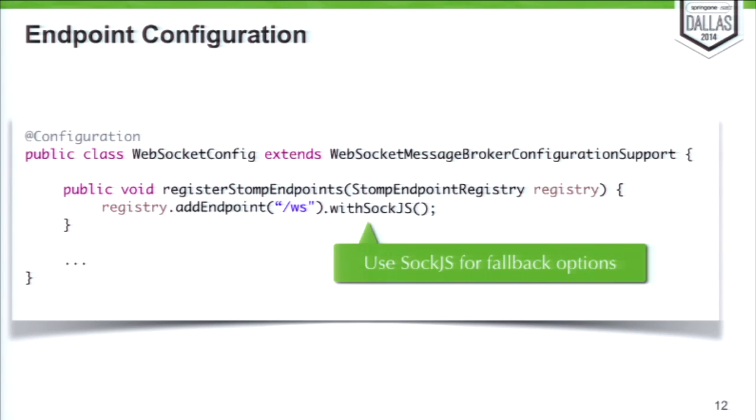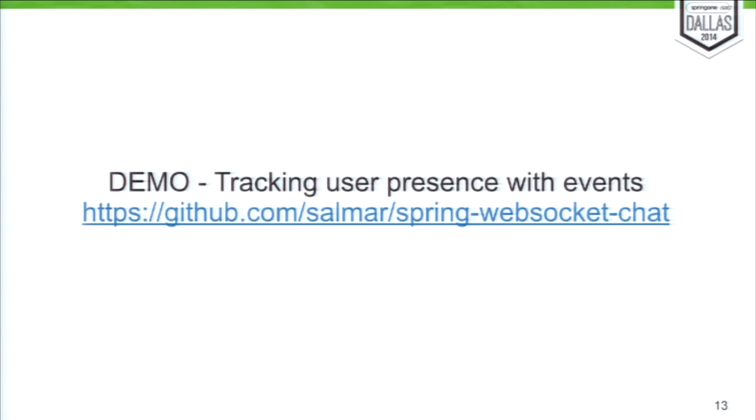Additionally, you can define that you want SockJS support. Notice how having these fallback options is quite straightforward in the configuration. It's just a matter of adding this with SockJS support. So now we're going to have fallback options to make sure that our application will work even if the client doesn't support WebSockets. That means that if you don't support WebSockets, we're going to fall back to polling or streaming. So defining the endpoint is quite straightforward.